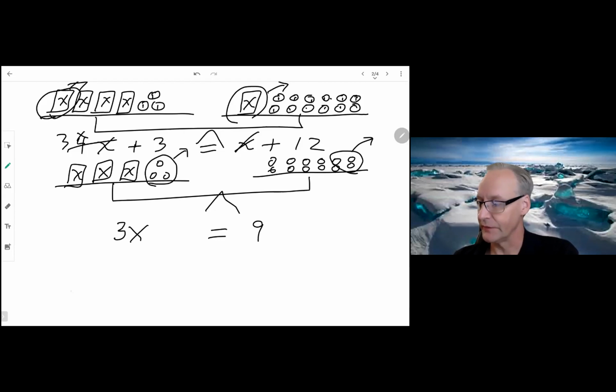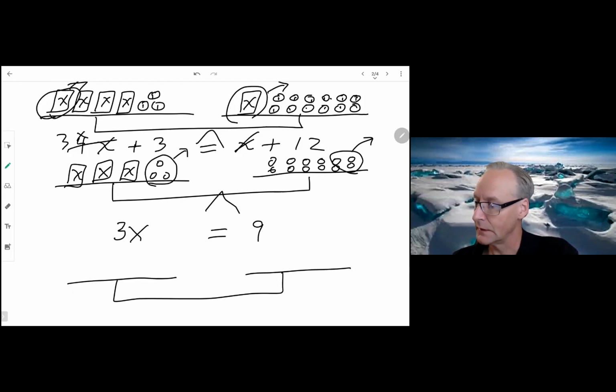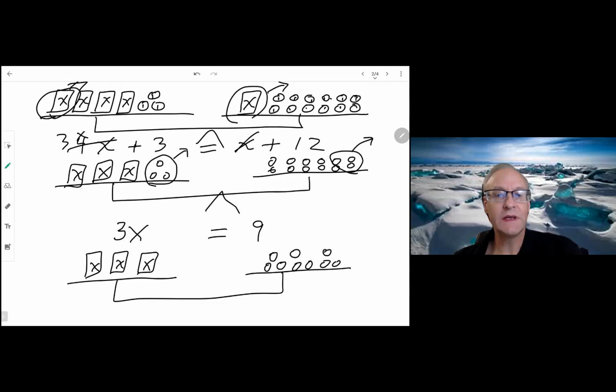And if you want to see the picture of this, it looks like this. I've got 3 unknown weights. And over here, I've got 9 weights. The way you can think of division is that you divide it into 3 equal pieces, 1, 2, 3, and 3 equal pieces. And each X represents 3 weights, if you like to think of it that way. I'm dividing by 3 on both sides, so each X is equal to 3. This is a kind of a physical model of equations with variables on both sides.